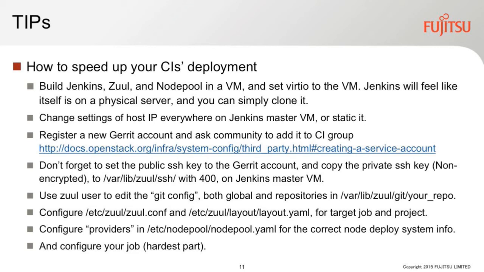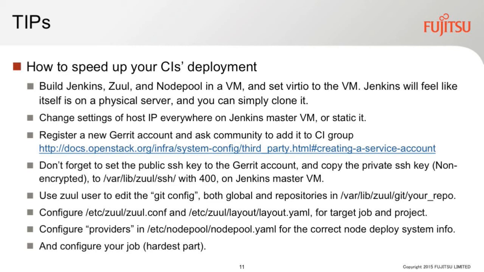Because I have time, I will read every line. Yes, you need to change the host IP everywhere. But we didn't do that. We just hard-set a static IP for the VM via KVM. You see. Okay. And next, you need to register a Gerrit account and ask the community to add it to the CI group to make your second CI functional. And don't forget to set the public access key on the Gerrit account.